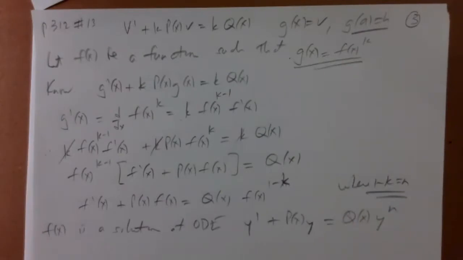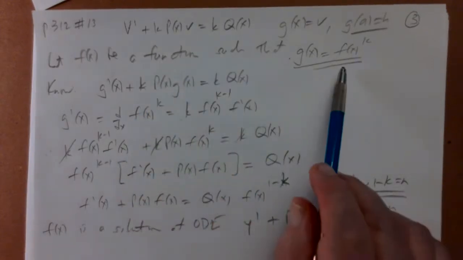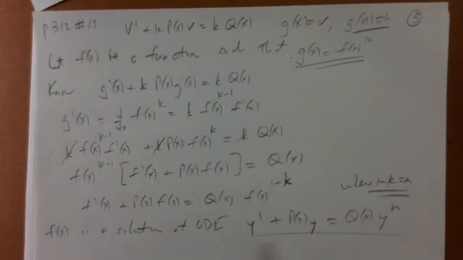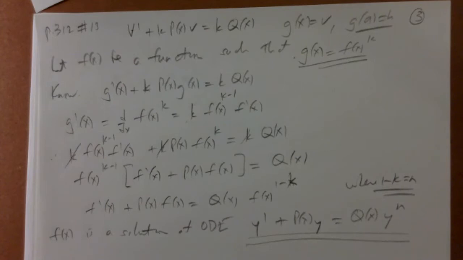So let's look at this again carefully. Let k be a non-zero constant. Let k equal 1 minus n. Prove that if g is a solution of this differential equation, and you let f be equal to g of x to the k, then you get a solution to this differential equation. Okay? So that's half of the problem. This is part 1.